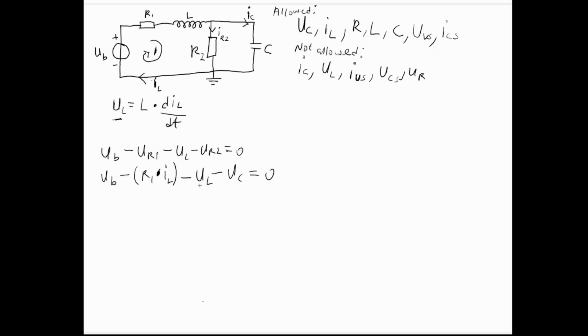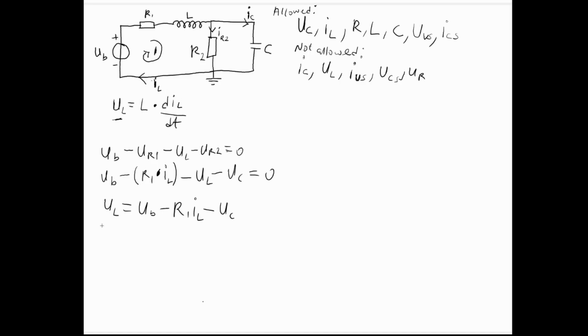What we just need to do is make UL, this one here, the subject of the formula. And that becomes the voltage across the inductor is equal to the input voltage minus R1 multiplied by IL minus the voltage across the capacitor, right? 1, 2, 3, yes, that's it. Then when you've got to this point, you can now substitute this one because there's nothing more to do.